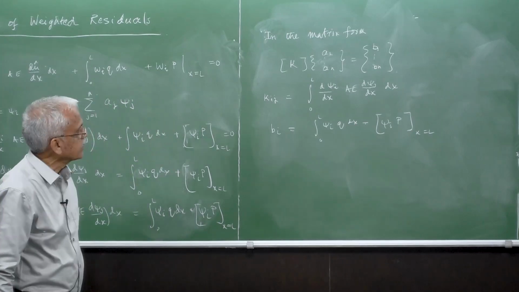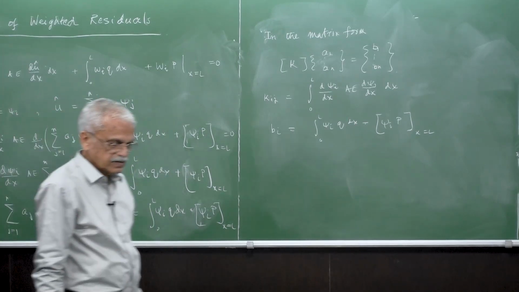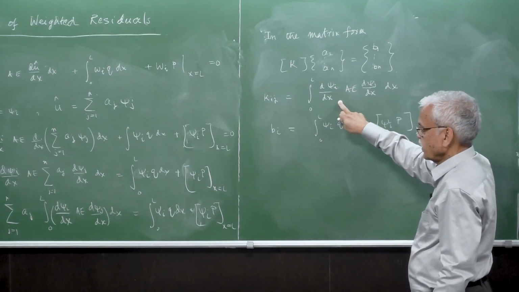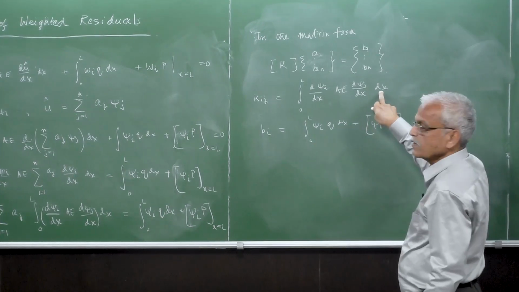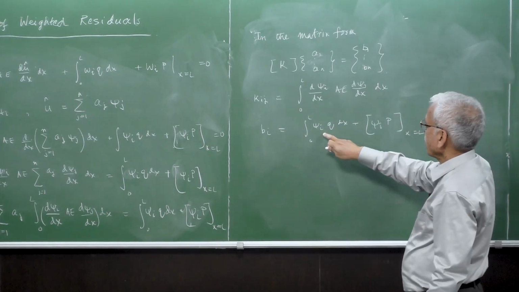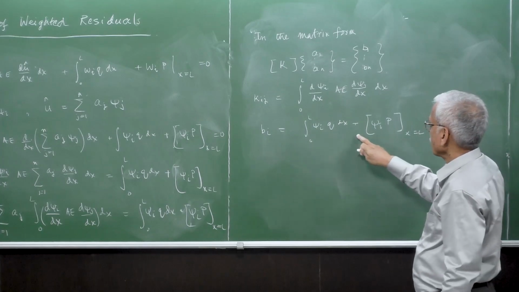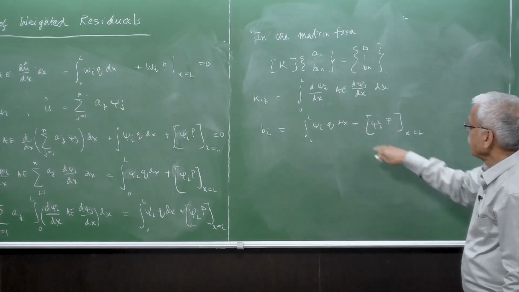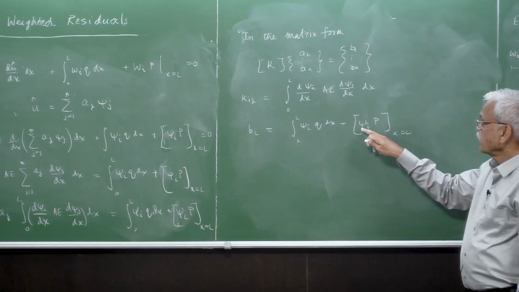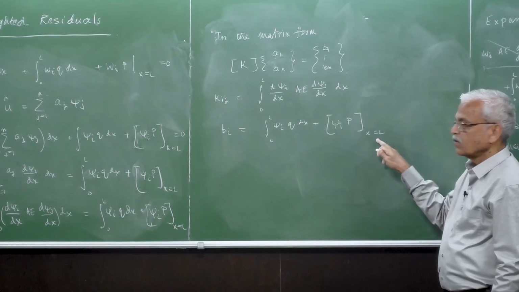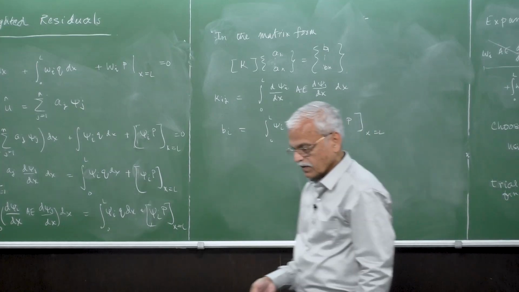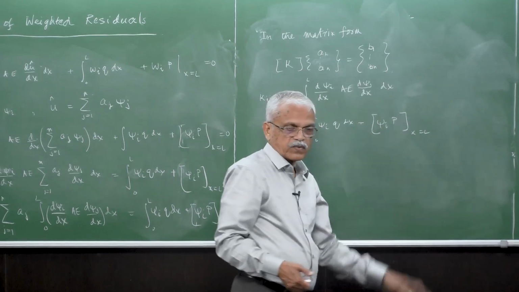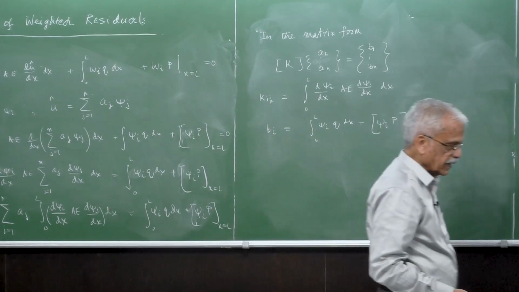Okay, so finally this takes a very nice simple shape where K_ij is nothing but d psi_i by dx, AE, d psi_j by dx integrated from 0 to L, and then there's also a term Q here, the distributed force, and then there's a boundary term here, still existing. So this term should be evaluated at x is equal to L. Psi_i is actually a function, and its value at x is equal to L is what is required to be put into this. So everything has been done here.